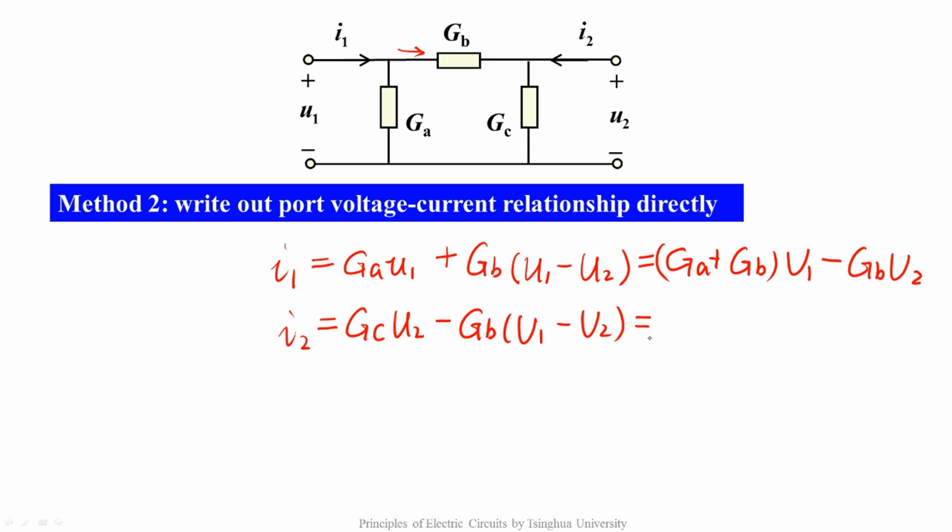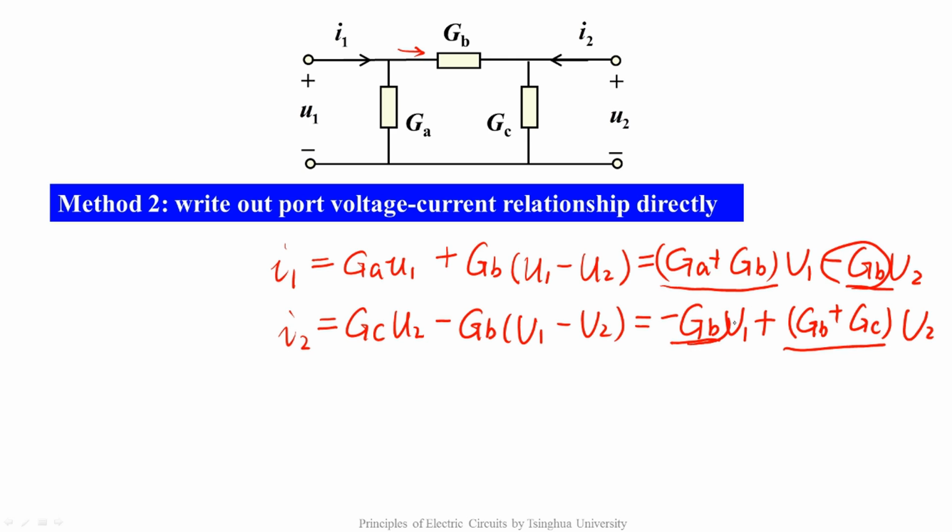Similarly, I2 equals minus GB times U1 plus GB plus GC times U2. The result is totally the same as that of method 1. These coefficients are the G parameters. We can also find that G12 equals G21.